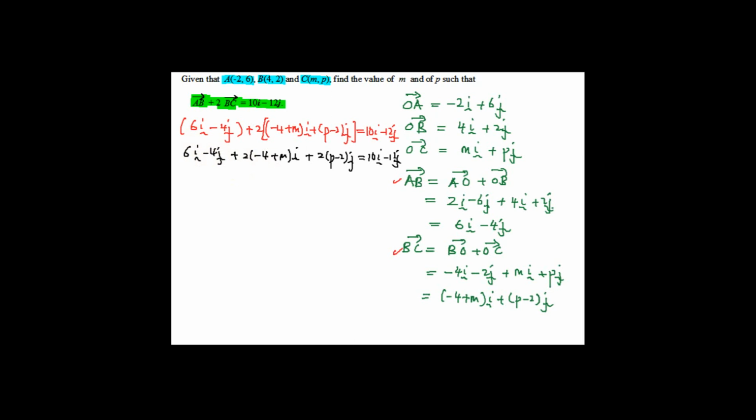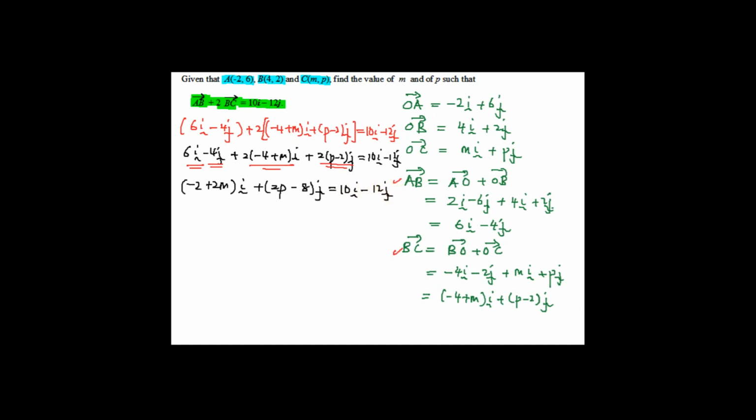Now to group all your terms together, you have 6i and here you have negative 8 plus 2m i. 6 plus negative 8, you have negative 2, then you have positive 2m here. This is your i term. For your j, you have a negative 4j. Here expand it, you should have 2p minus 4j. Therefore, for the j term, you have 2p here. Negative 4 minus 4 again, you should have minus 8j. This equals 10i minus 12j.